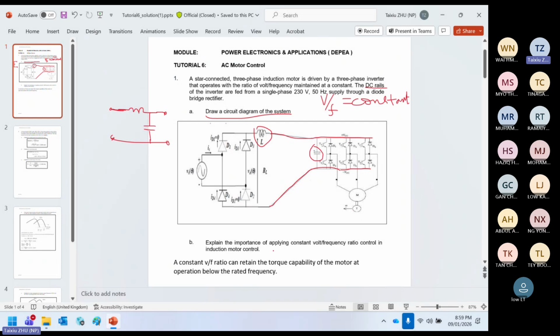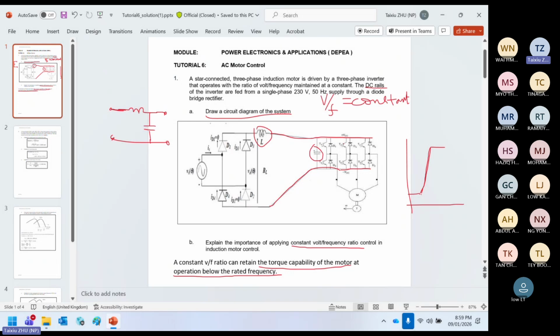Then the second part: explain the importance of applying constant V over F ratio control. The reason is that constant V/F ratio can retain the torque capability of the motor at operation below the rated frequency. Remember I drew the curve that looks like this. This part can maintain a constant torque, meaning the torque is always at the maximum.